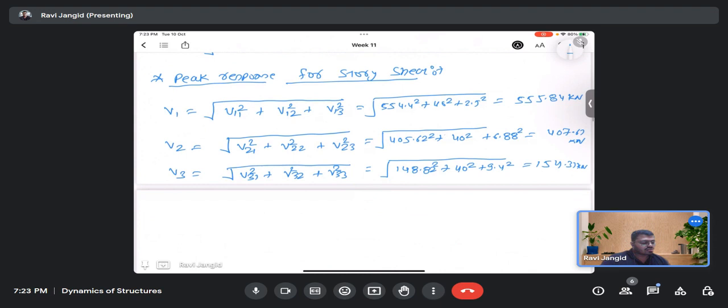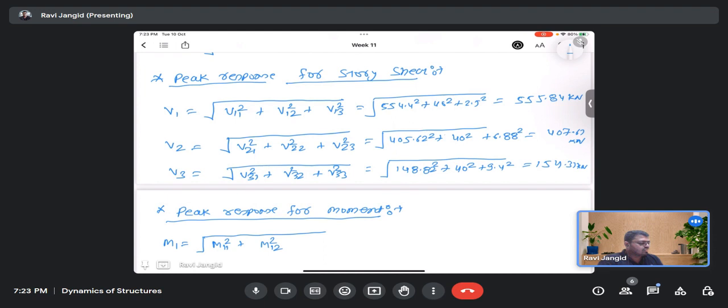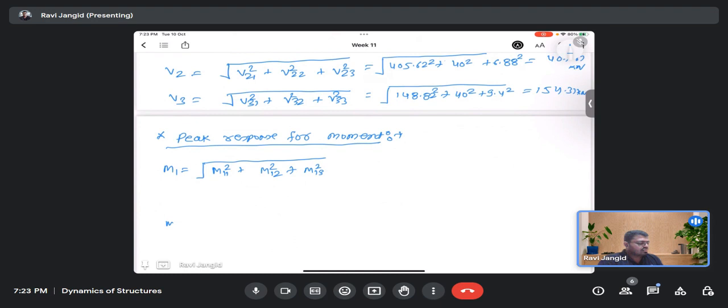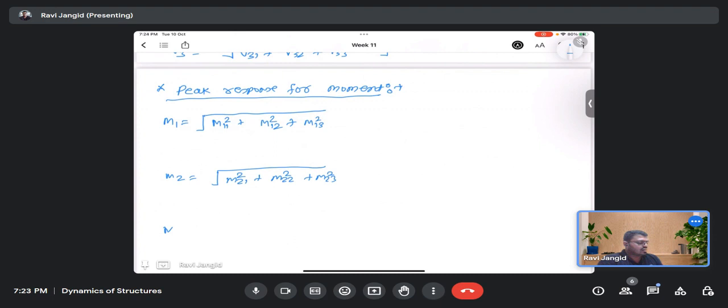Now calculate peak response for the moment. So for the first floor M1, that would be M11 square, M12 square, M13 square. For the second floor, that would be M21 square, M22 square, M23 square. And for the third floor, it would be M31 square, M32 square, M33 square. Okay, so we have M1, M2, M3.